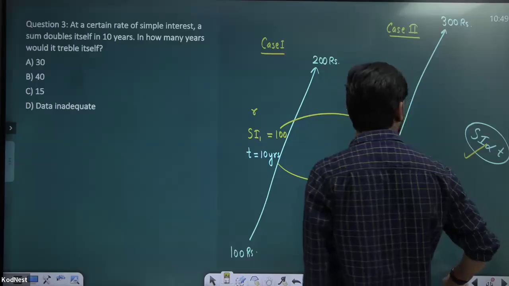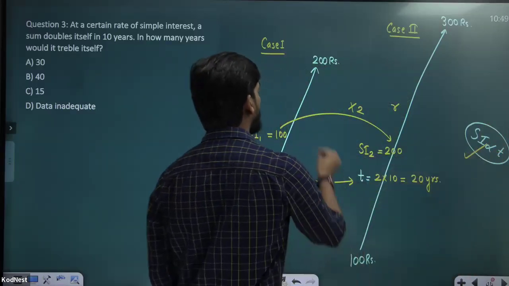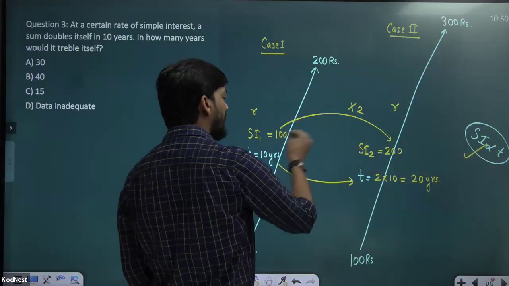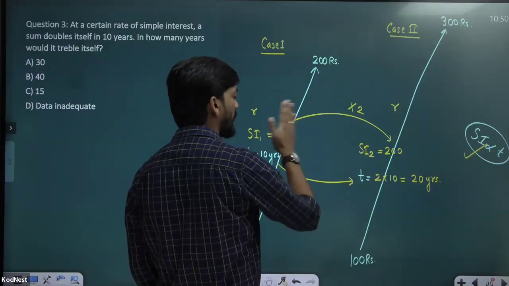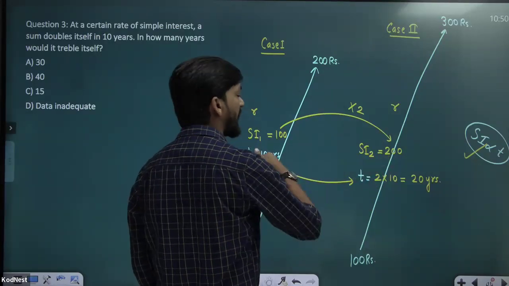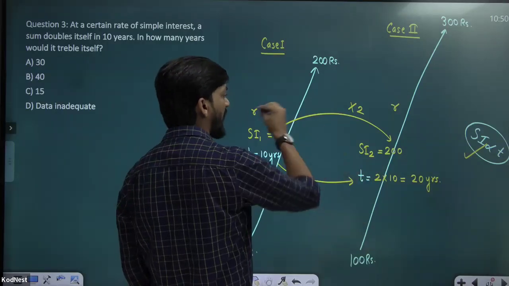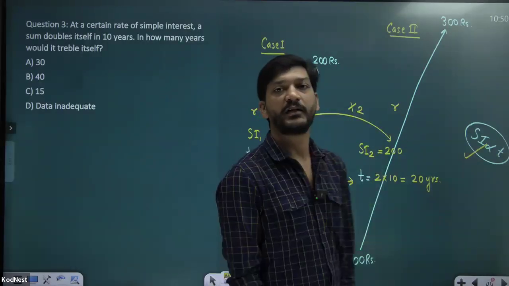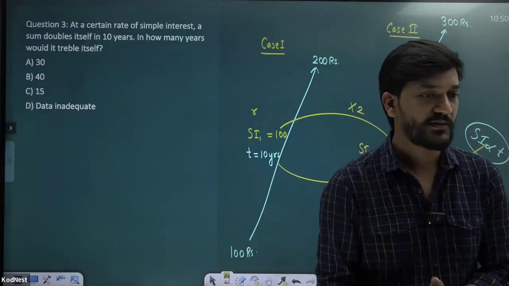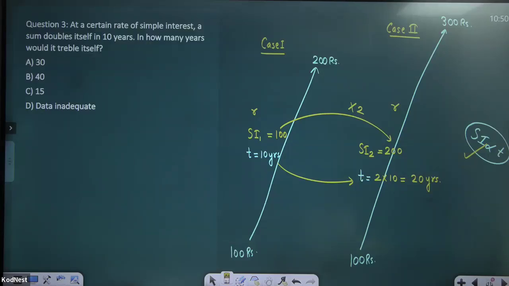Simple interest is proportional to principal. If simple interest doubles, time also will double because everything is the same. Principal is the same and rate of interest is the same. Understood or not? Please confirm this. No need to apply the formula because two cases are there. Okay. Two cases are there. Don't apply the formula.